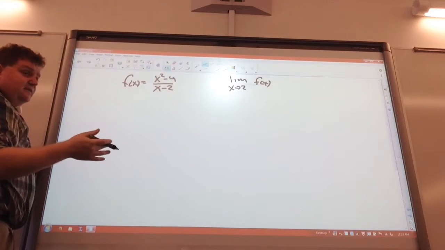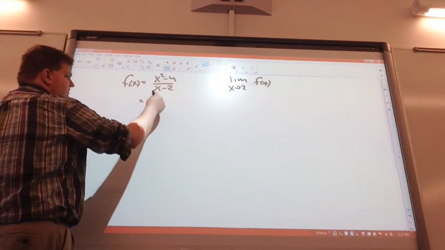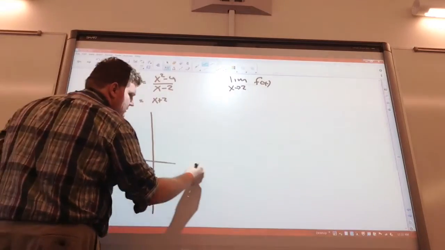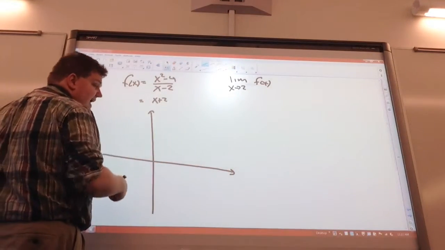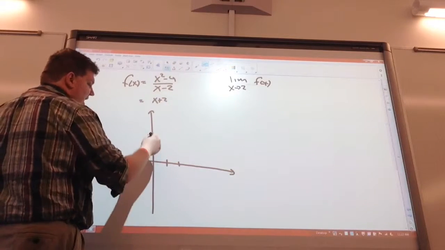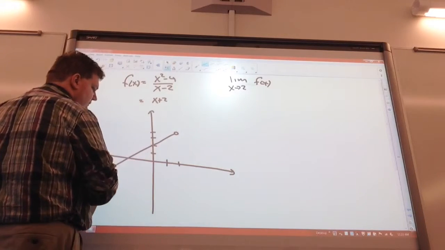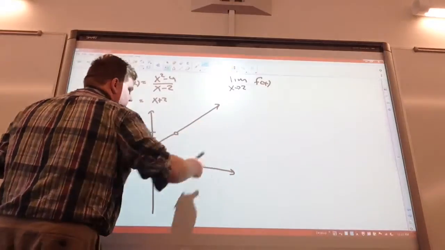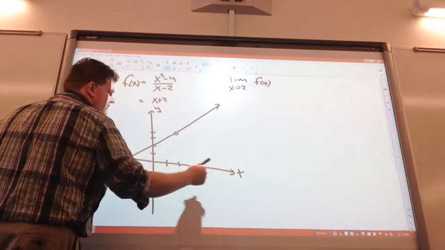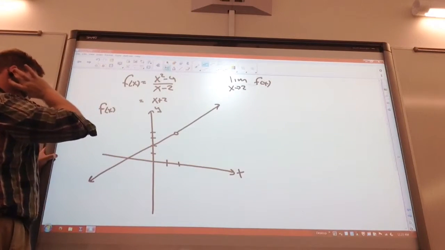We can factor the top and clean it up. What's it clean up to be? x plus 2. Just x plus 2. So when I'm graphing it, I would graph this as just the line x plus 2. But at 2, what am I going to have? A hole, a place where the graph doesn't exist. So this would be the graph of f of x right here, something that looks like this. That would be the limit.